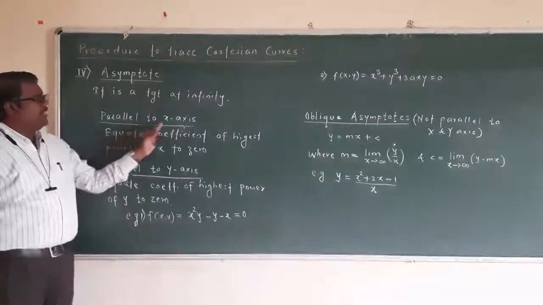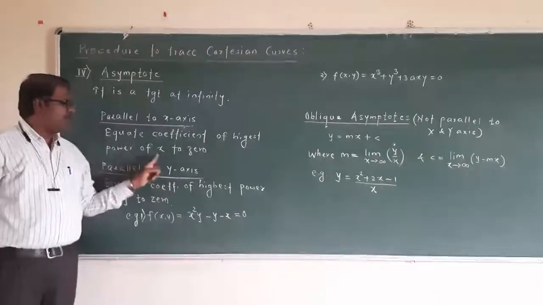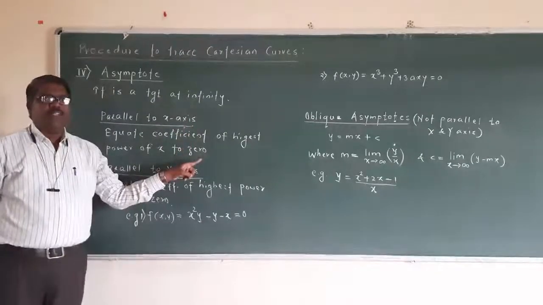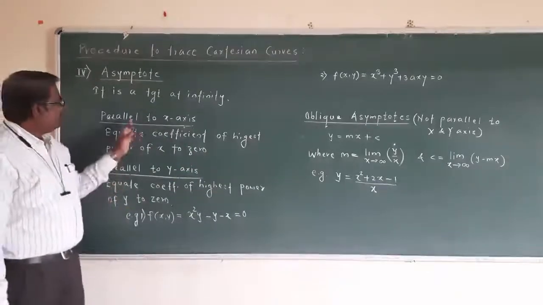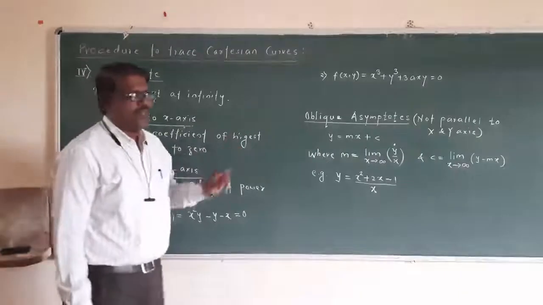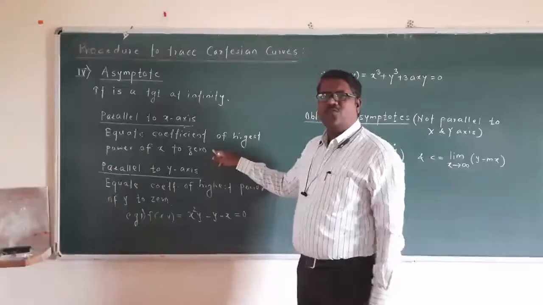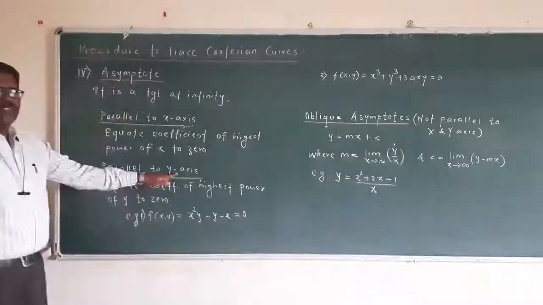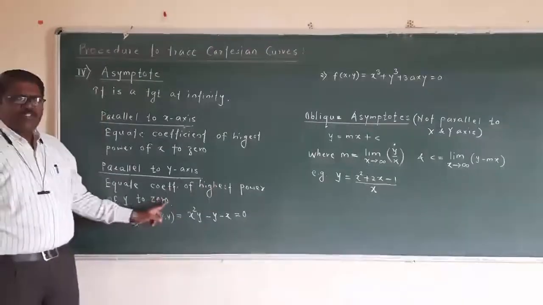To get asymptote parallel to x-axis, equate the coefficient of highest power of x to 0 from the given equation, provided that coefficient should not be the constant. Once again I will repeat. To get asymptote parallel to x-axis, equate the coefficient of highest power of x to 0, provided that coefficient should not be the constant. Similarly, to get asymptote parallel to y-axis, equate coefficient of highest power of y to 0.